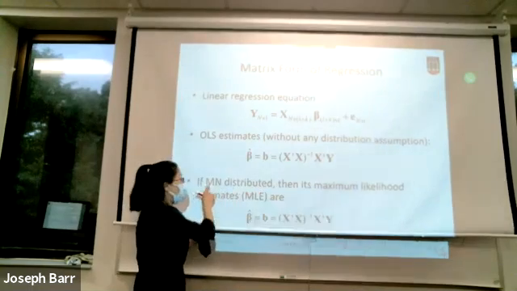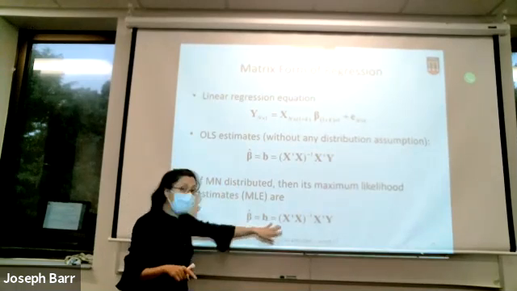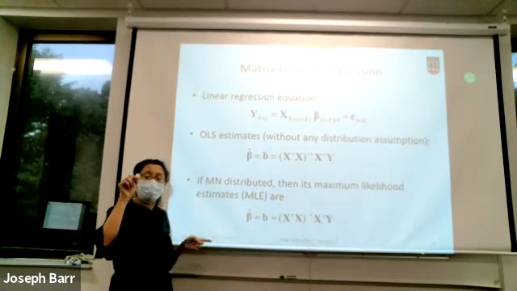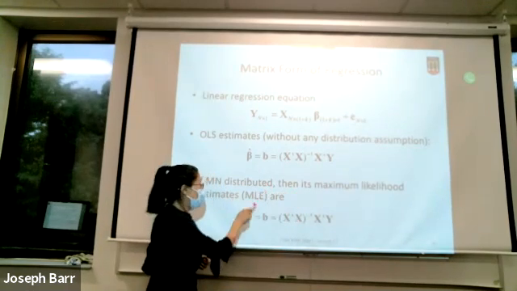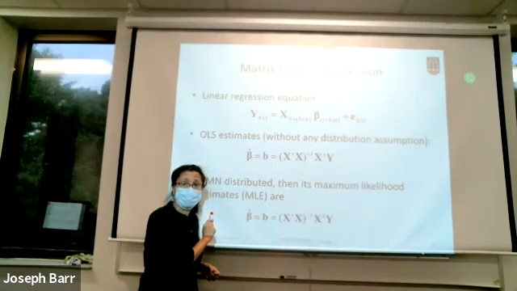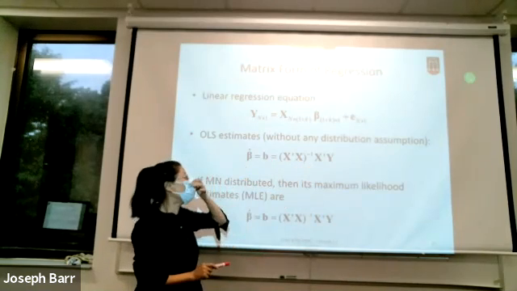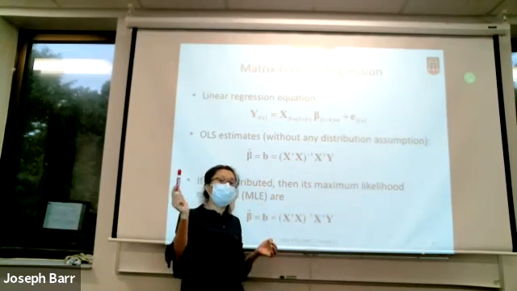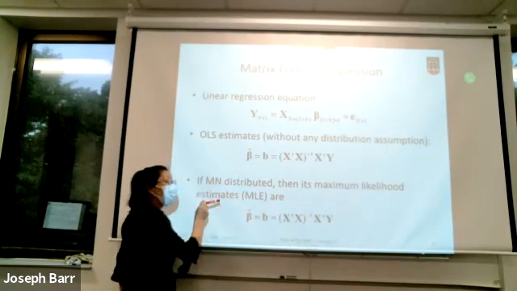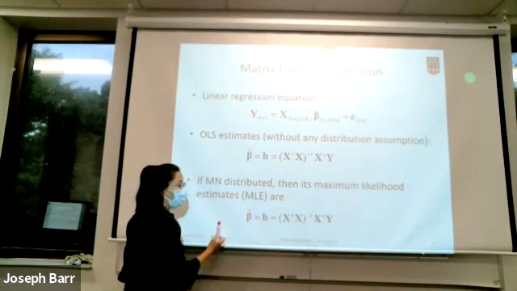But when you assume a multivariate normal distribution, the results are exactly the same. Only when you have the multivariate normal distribution assumption, the maximum likelihood estimate is this version. It's exactly the same as the ordinary least squares estimate. But for OLS, no normal distribution assumption is needed, no assumption needed. But for maximum likelihood estimation, you have to assume some distribution. If you have normal, then you have this result.